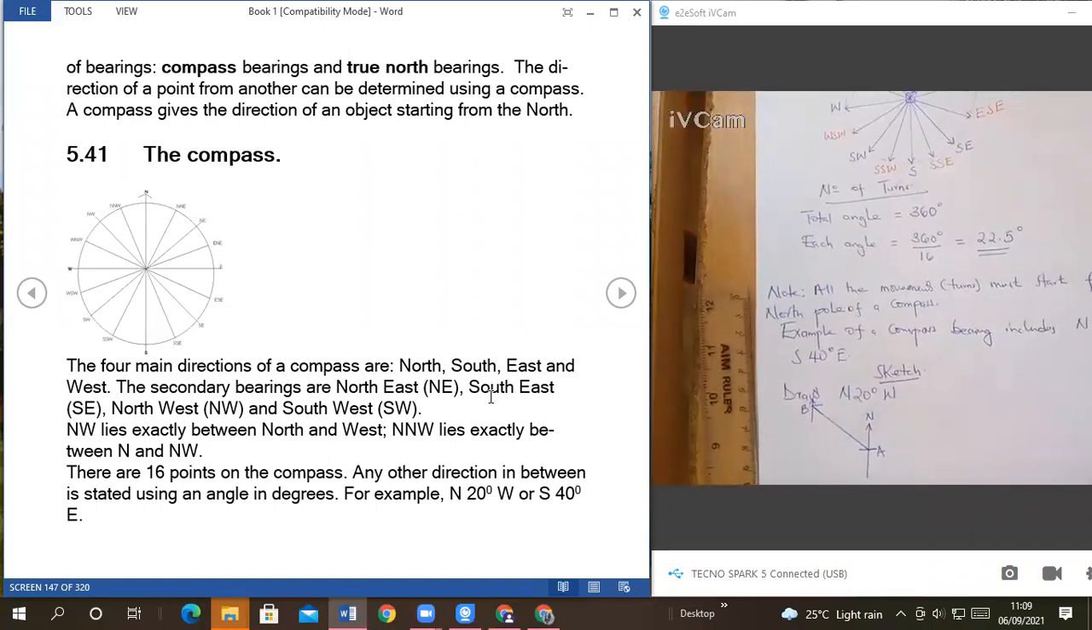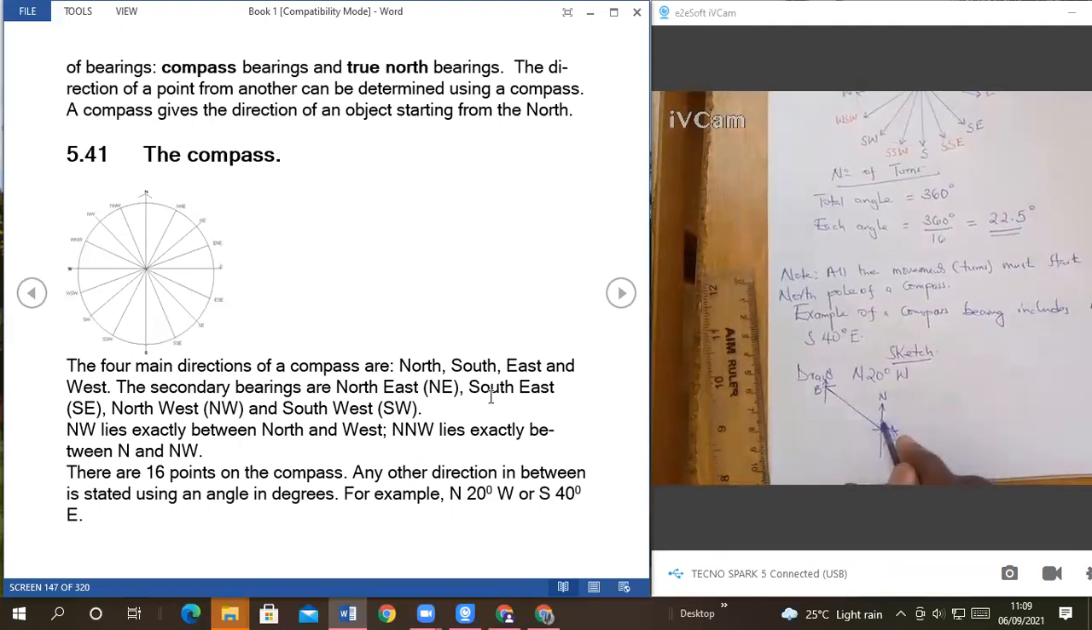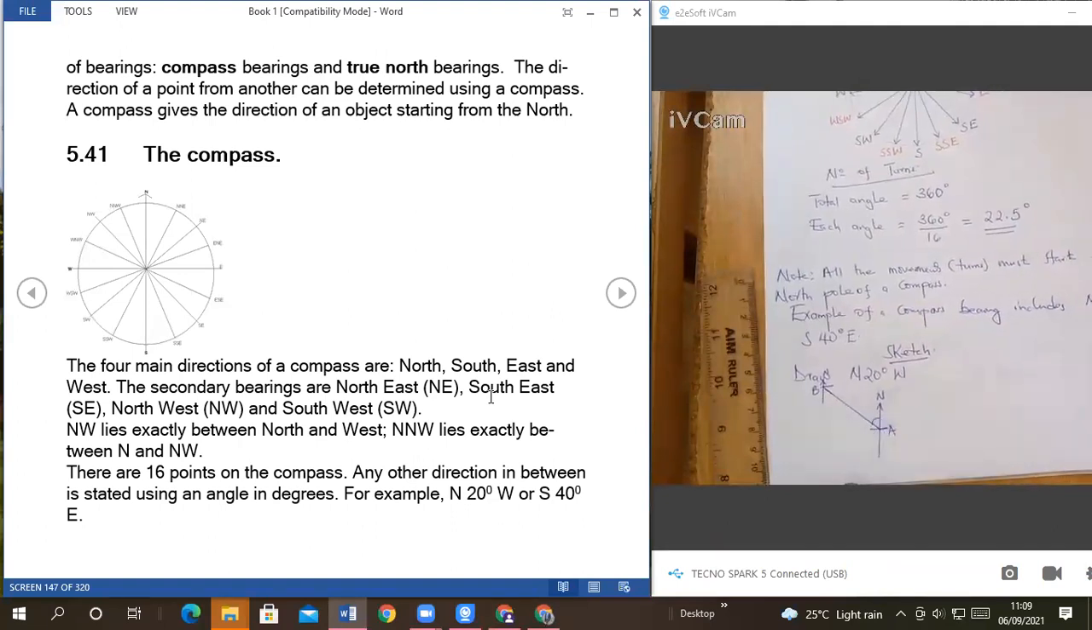So where are you going to put the angle? The angle must be from where? From there. Have you seen that? That one is 20 degrees.